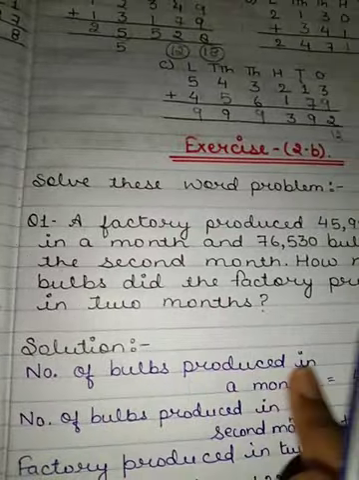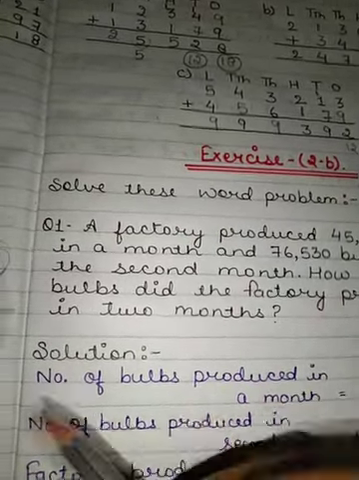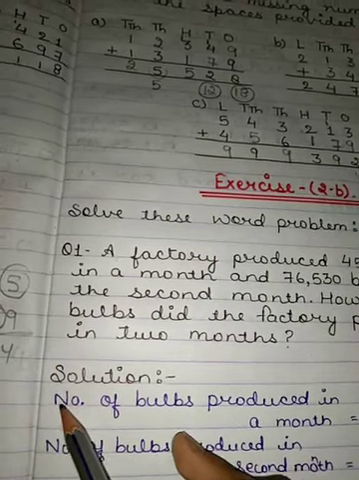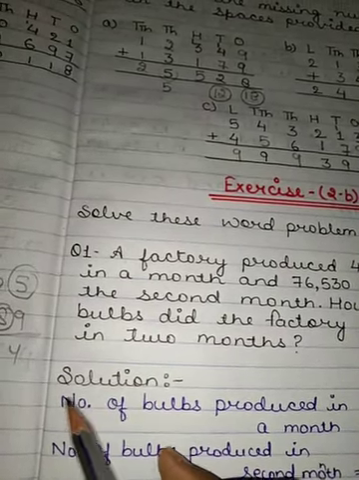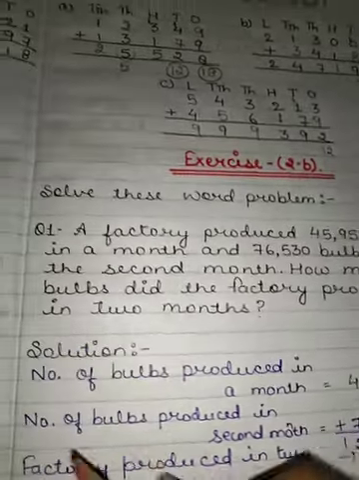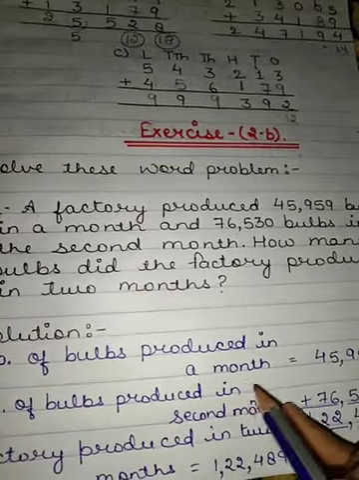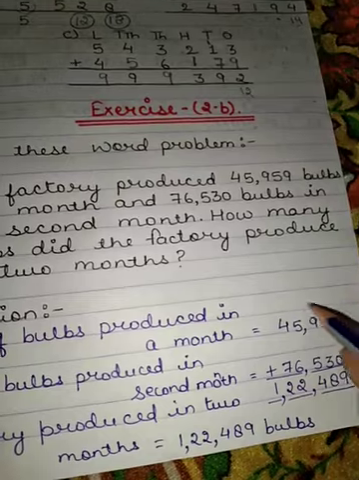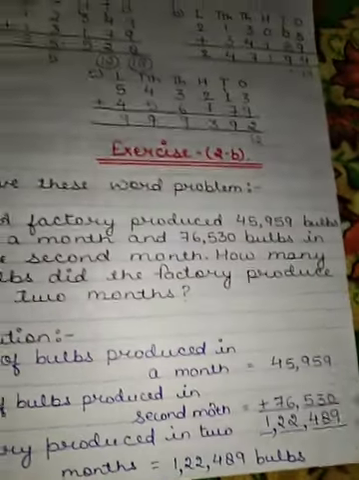So children, you can see number of bulbs produced in a month. This NO dot is number. So this is the short form of number. You can also write NO dot. So in first month 45,959. Number of bulbs produced in second month 76,530. Now we will add these two numbers.